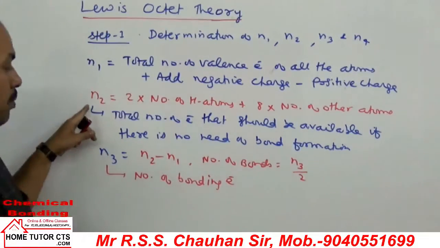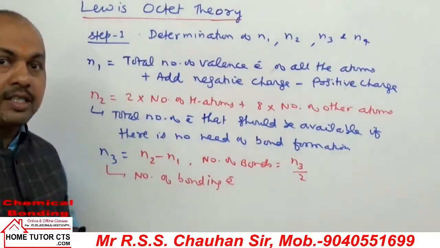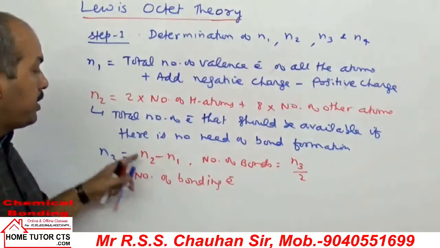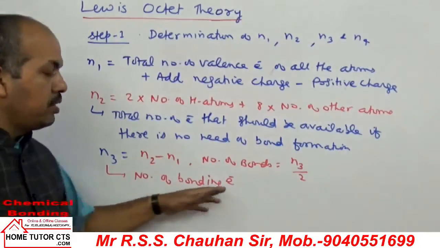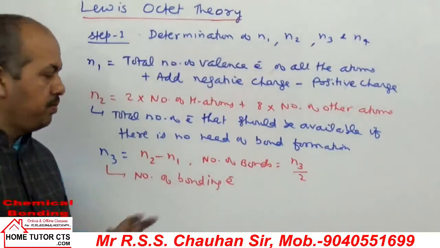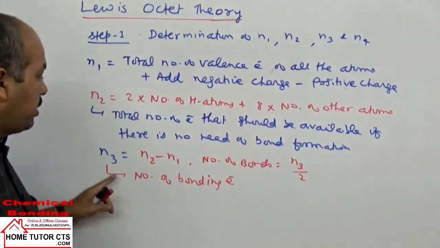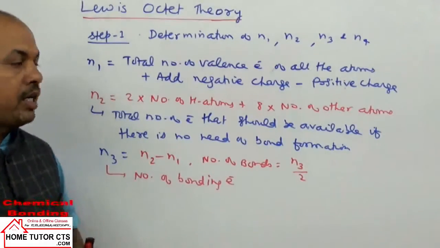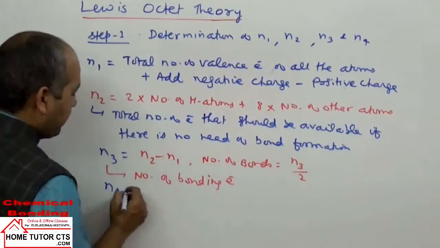Since N2 is more, N1 is less, what should happen to the remaining electrons? This difference of N2 minus N1 gives the number of electrons which are shared, or forming bonds among themselves so that elements can have a complete octet. This N3 gives the number of bonding electrons. And then we take N4. What does N4 signify?